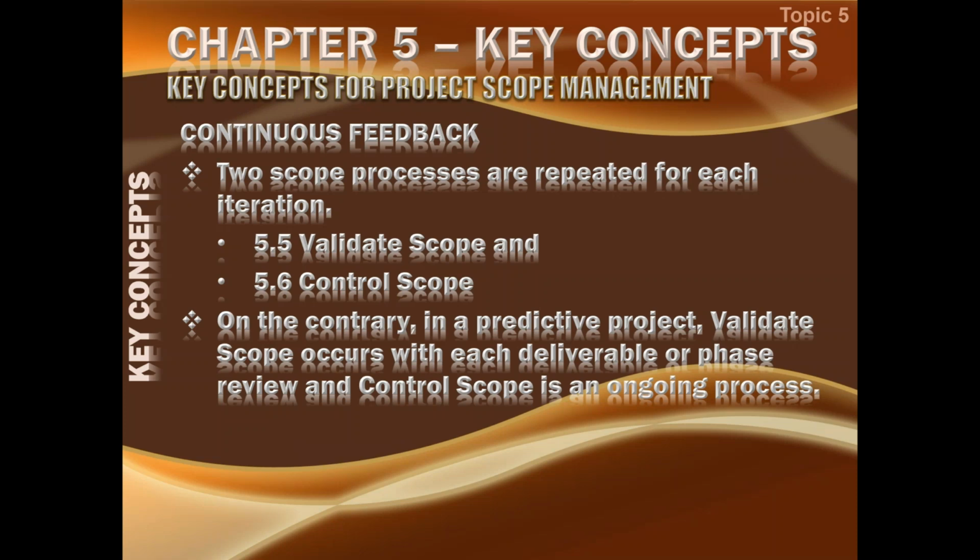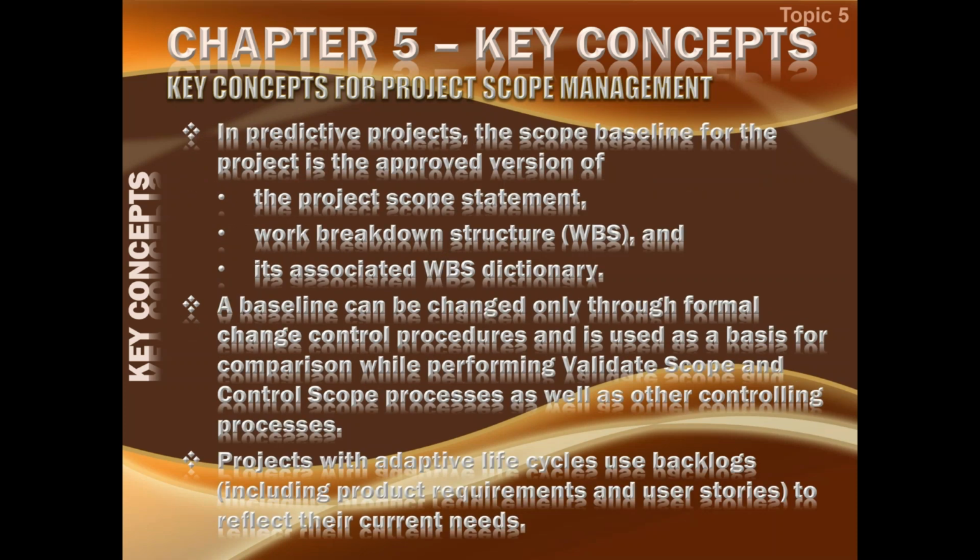On the contrary, in a predictive life cycle, validate scope occurs with each deliverable or phase review, and control scope is an ongoing process. In predictive projects, the scope baseline for the project is the approved version of the project scope statement, work breakdown structure, and its associated WBS dictionary. So in predictive, we have everything framed out in the beginning.